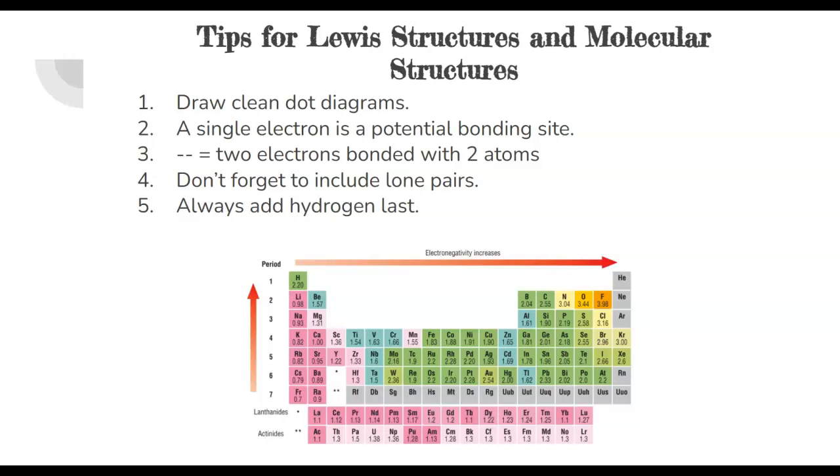So when it comes to drawing Lewis structures and molecular structures, remember you want to draw clean dot diagrams, and a single electron is a potential bonding site. And whenever you have 2 electrons bonded with 2 atoms, you're going to create a dash between them. Don't forget to always include your lone pairs. Those are 2 electrons that are just by themselves, not bonded to anything. And when you're drawing Lewis structures or molecular structures, always add hydrogen last, okay?